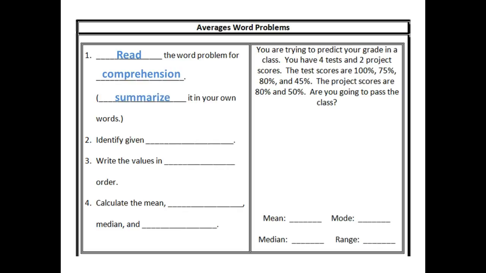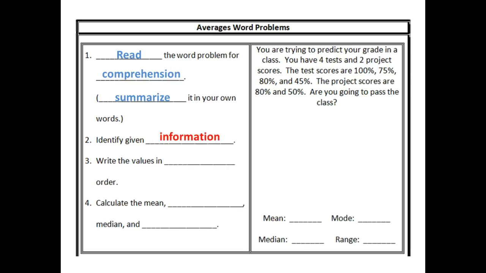So I'm trying to predict grades in a class. I have 4 tests, 2 project scores, seems like they're all weighted the same. So I need to find the average of all 6 of these scores. I now understand what the word problem is asking me to do.